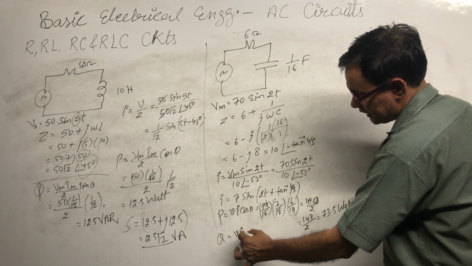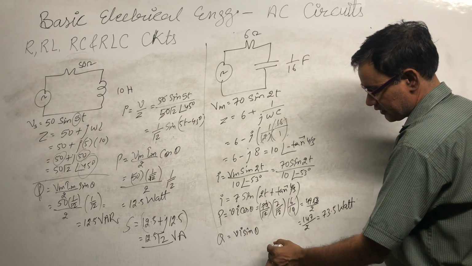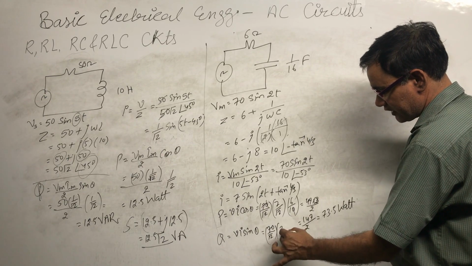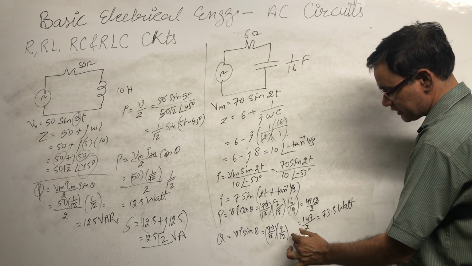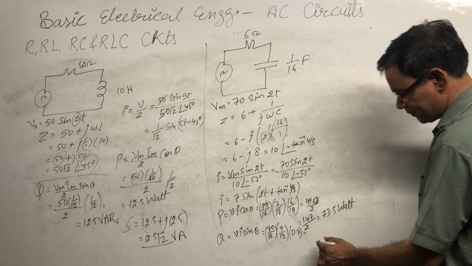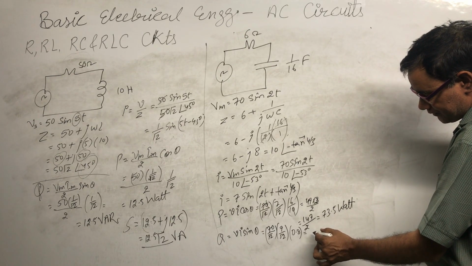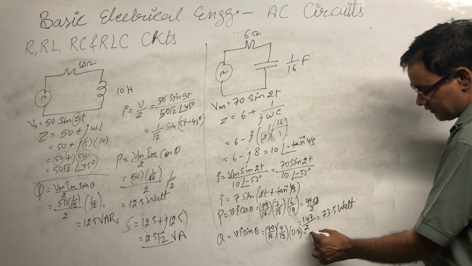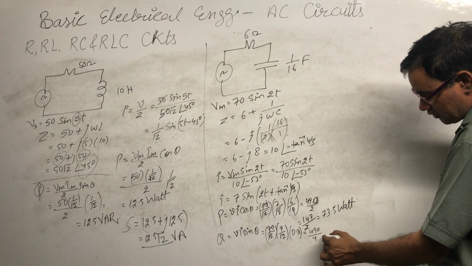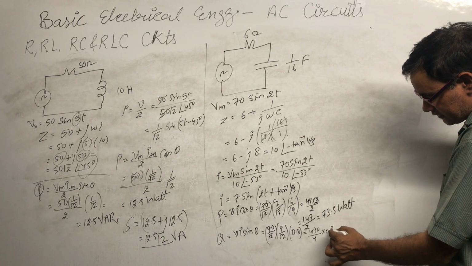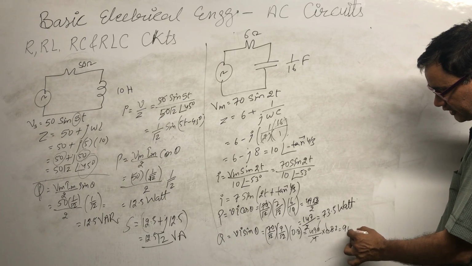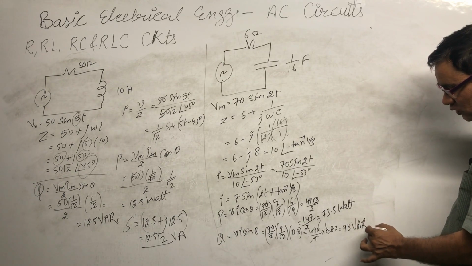Then what is the value of Q? Q is V I sin theta. So V is 70 by root 2, I is 7 by root 2, and sin theta is 0.8. So it equals 49 divided by 4 times 0.8 times 10, and the 0.8 cancels out with the 4 and 2 to give 98 VAR.